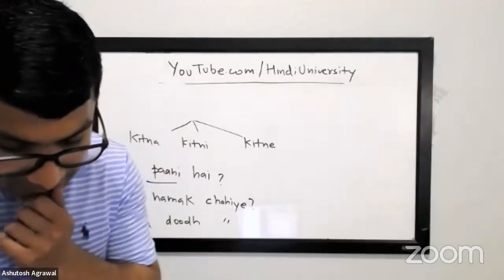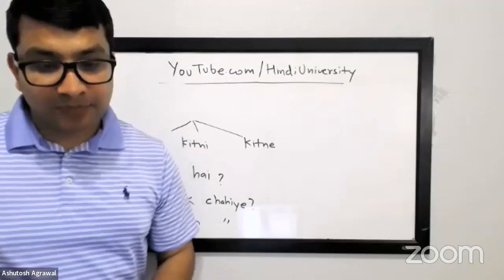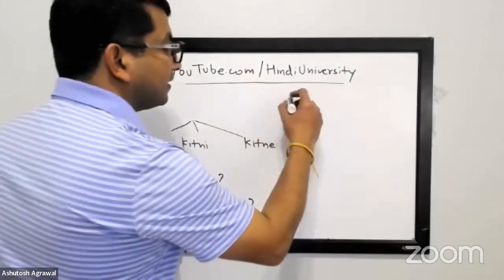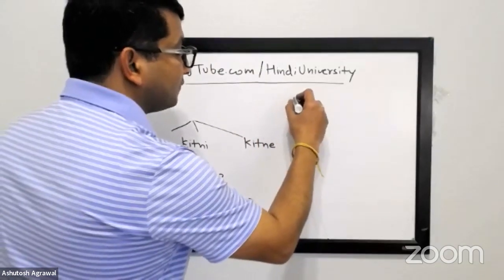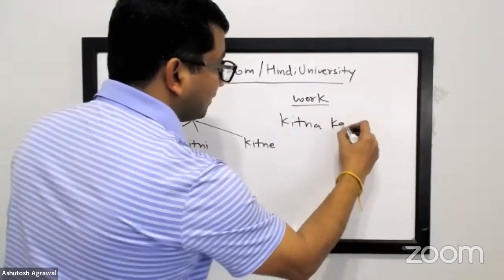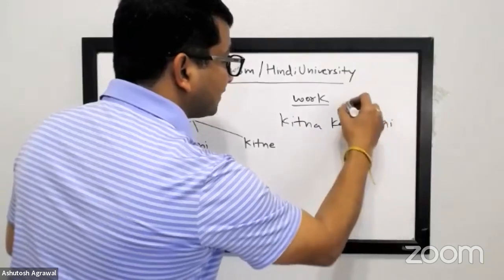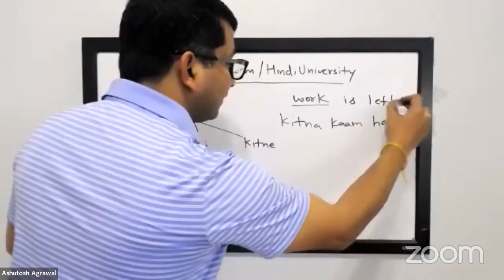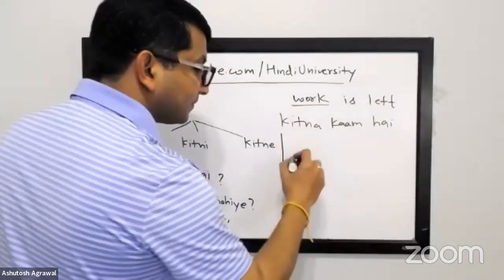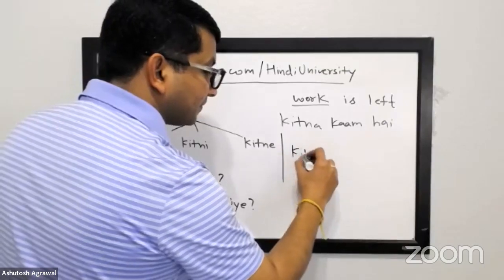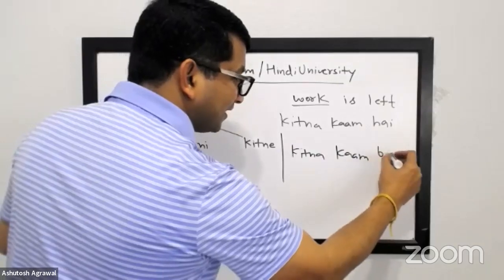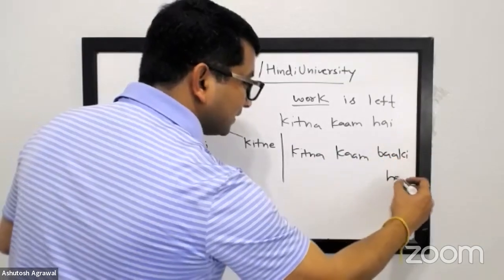The grammar part or the tense part. Okay. How much work is there? Let's say college ji, how much work is there? वहाँ कितना काम है? कितना काम है? How much work is left? Let's say you want to make it a little bit harder. How much work is left? कितना काम बाकी है? कितना काम बाकी है? Amazing. How much work is left?